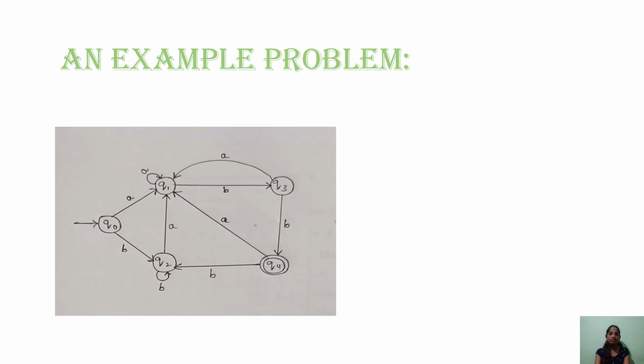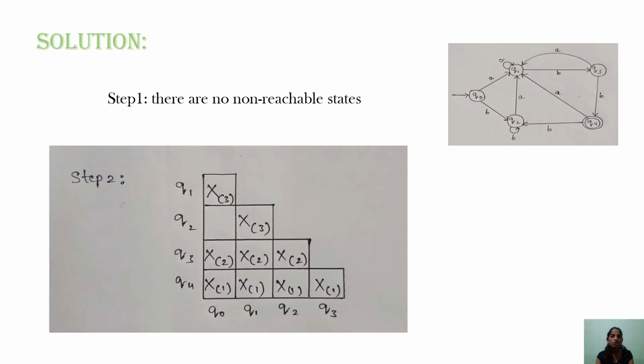So let's find out the solution for the given problem, in which we have to find the minimization of DFA. According to the 5 steps, we'll solve the given problem. Step 1 is we have to check whether all the states are reachable. If there is a non-reachable state, we'll remove it from the DFA.